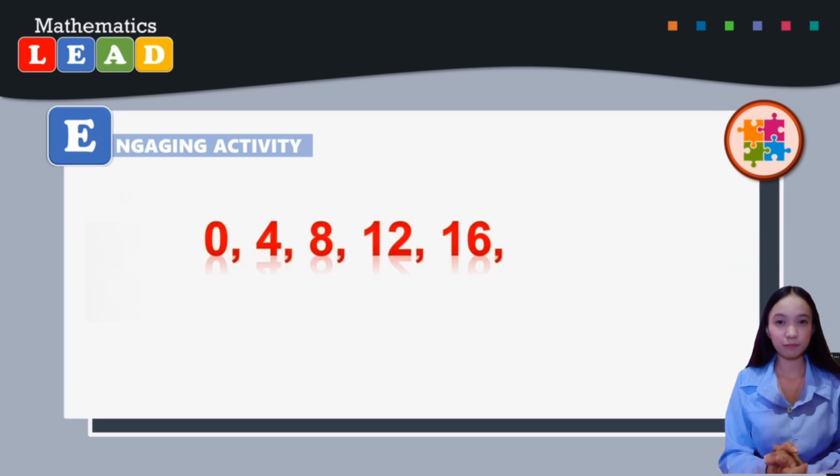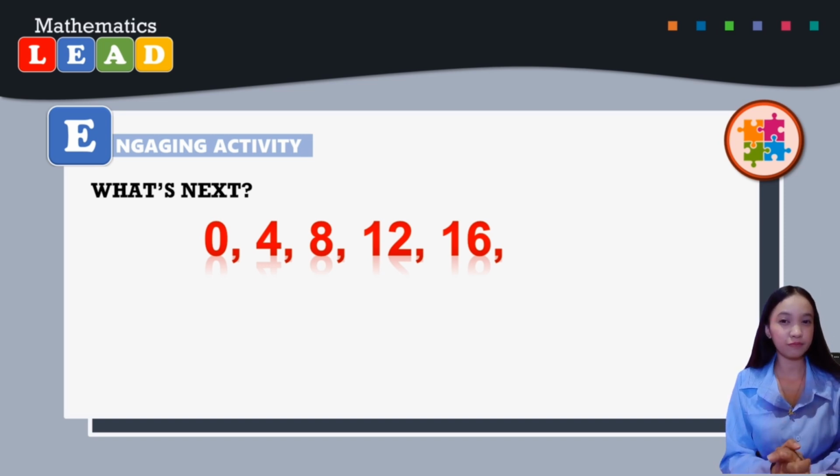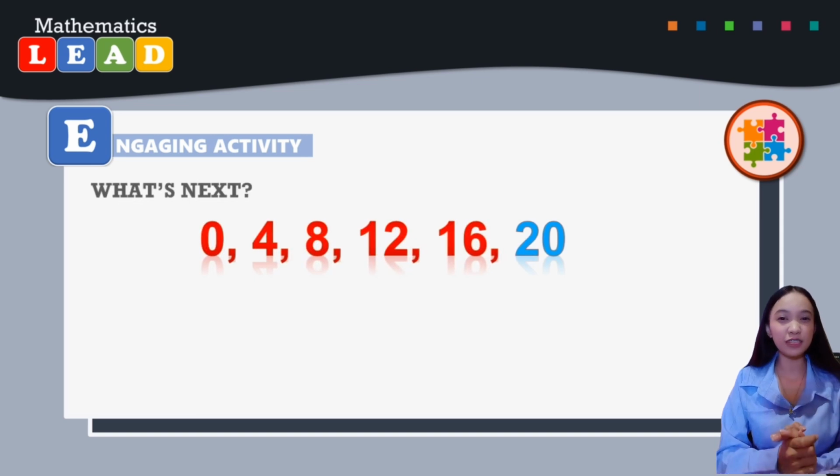Next, if we have here 0, 4, 8, 12, and 16, what do you think is the next number? Okay, very good. The next number is 20. Again, 0, 4, 8, 12, 16, and 20.